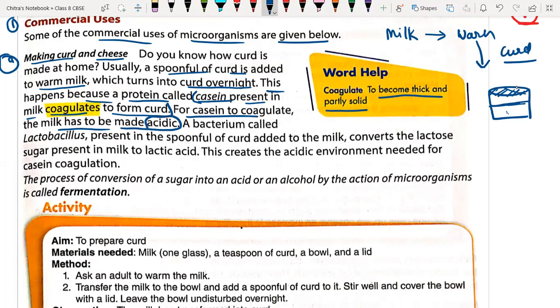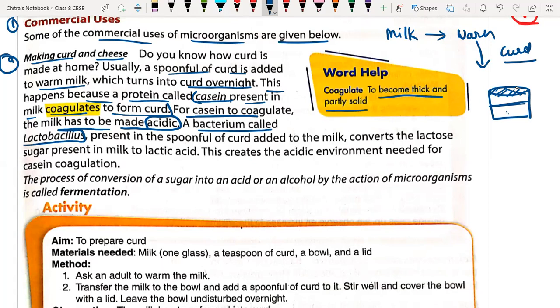So for that, the milk has to become acidic, and that acidic nature is given to the milk due to the lactobacillus. So the bacteria called lactobacillus.